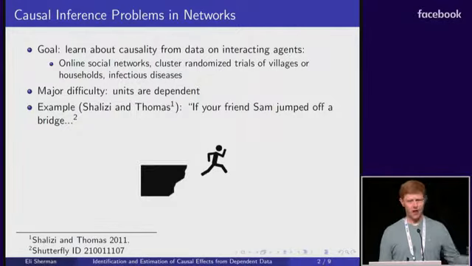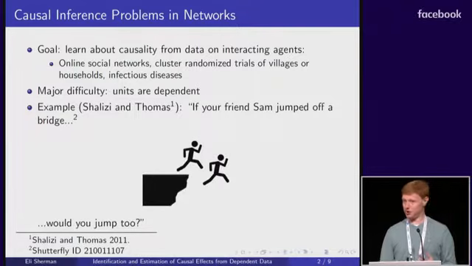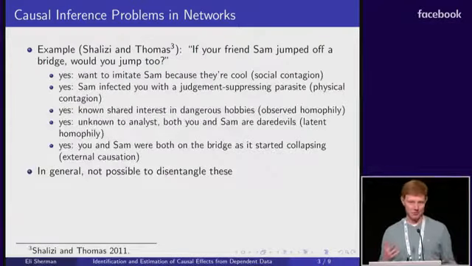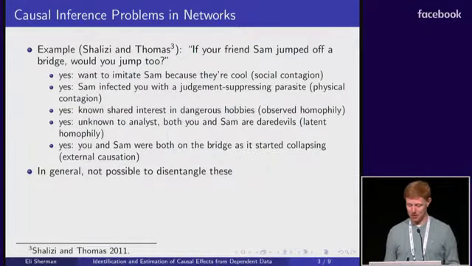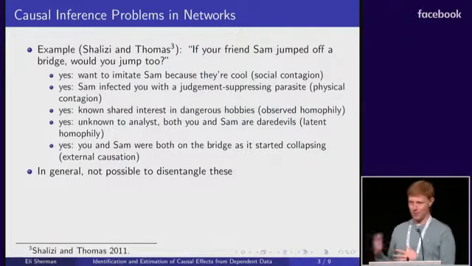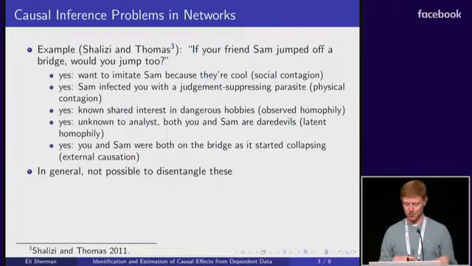So as kind of a thought experiment, consider this question. If your friend Sam jumped off a bridge, would you jump too? There's a couple reasons why you might decide to jump off the bridge. So maybe Sam's really cool. You want to imitate Sam so you can be cool too. That's a form of social contagion. Maybe Sam infected you with some judgment-suppressing parasite or disease, and that's a physical contagion.